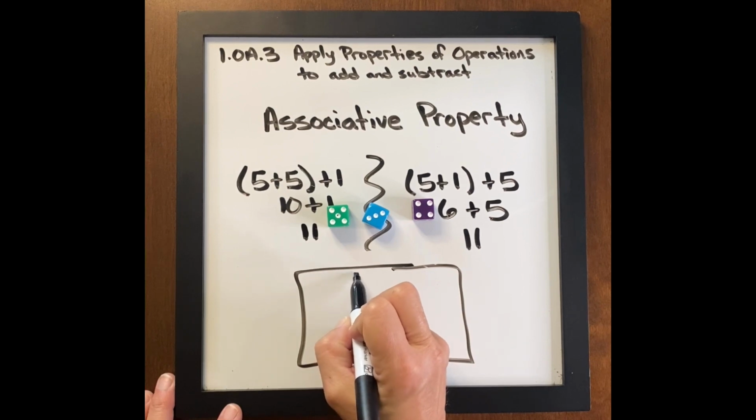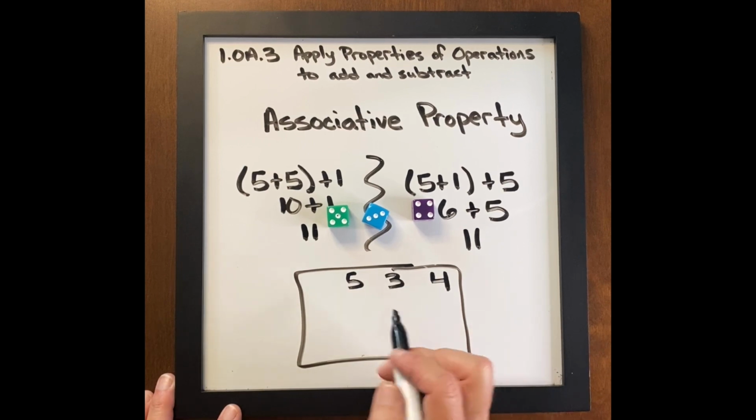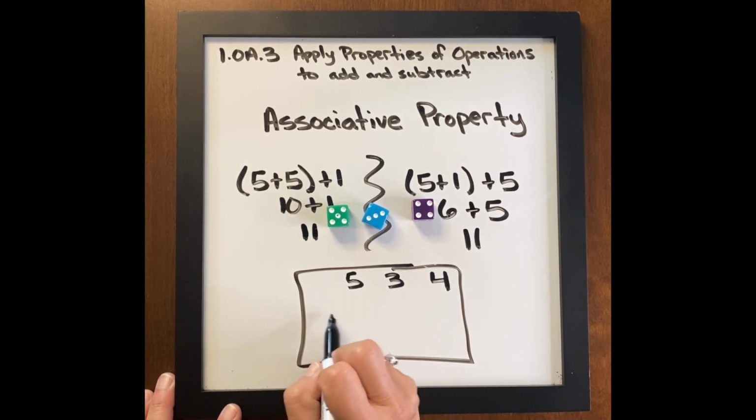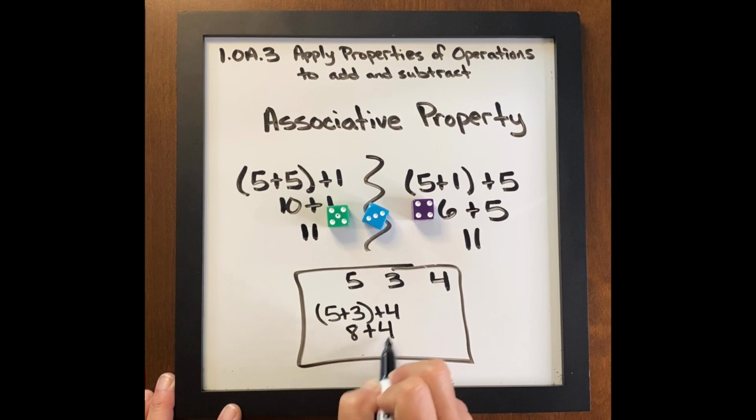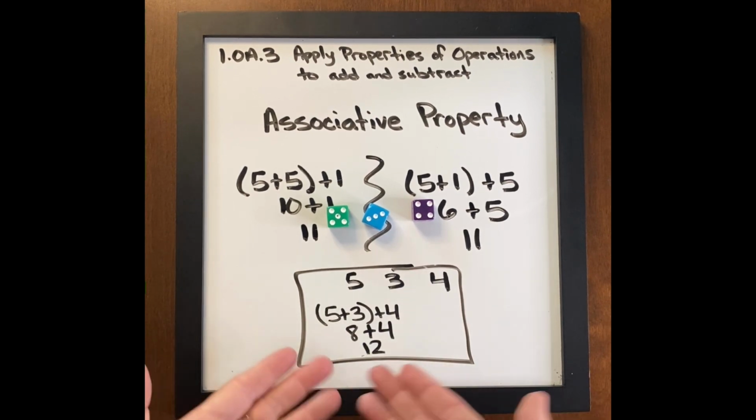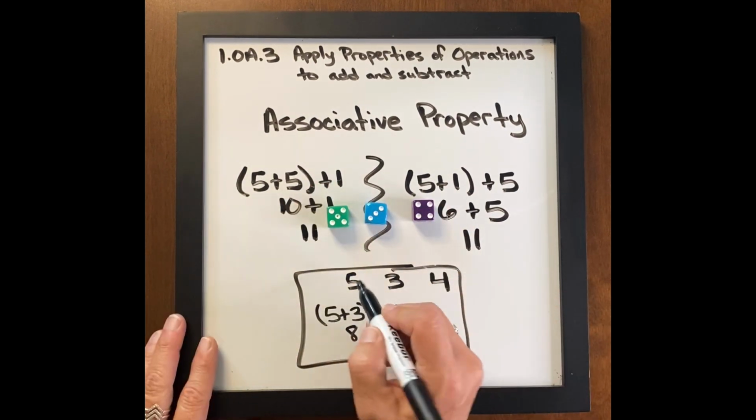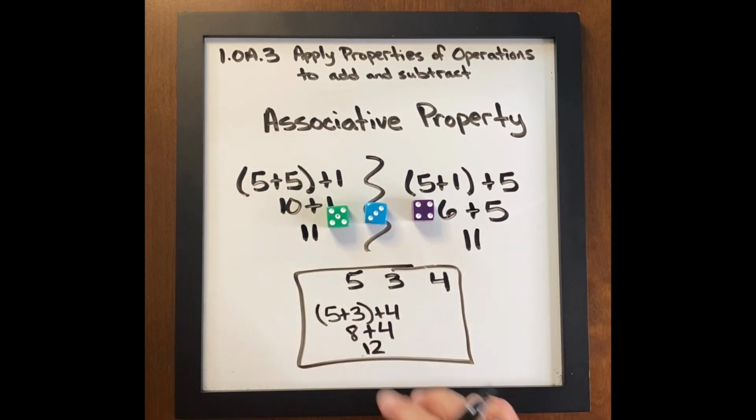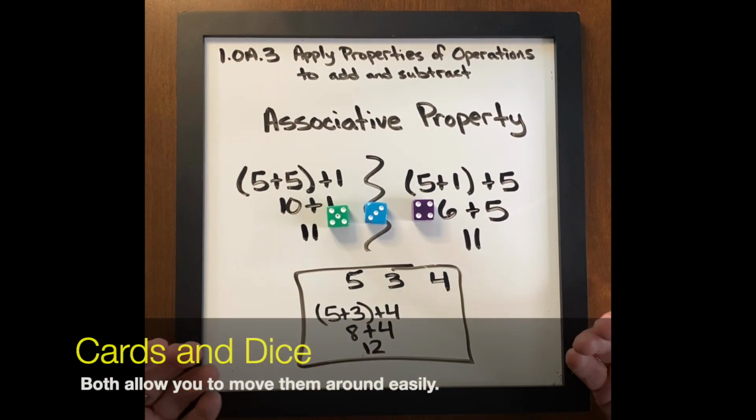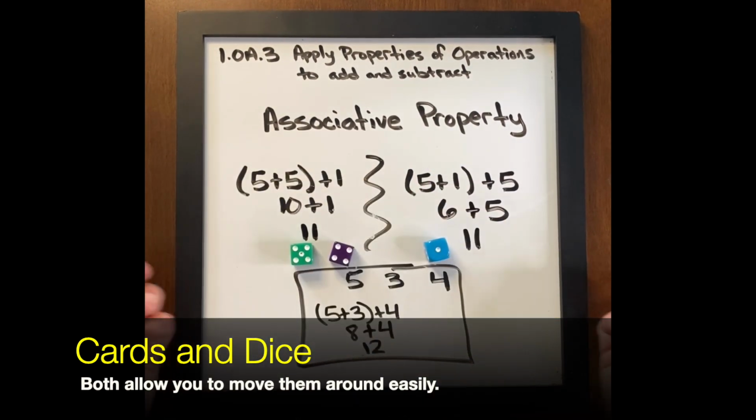Maybe students write 5, 3, 4. And then they do their work underneath. So maybe they want to say 5 plus 3 plus 4. 8 plus 4. This is just one example of what you might see. Sometimes if the dice are up on top, students need to write this on their whiteboard so they can have it right in front of them. And that's perfectly okay. The point is we want students to be engaged in this process and understand that when we add 3 numbers, we can move them around.